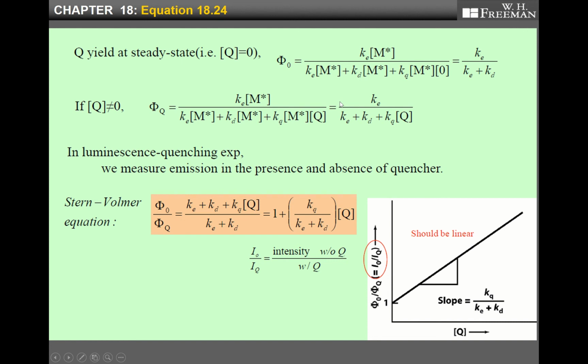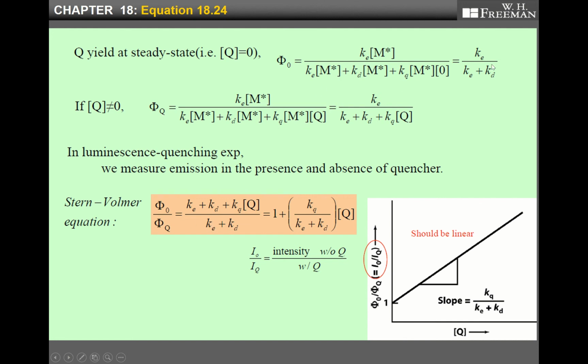But what if you add the quencher molecules? Then the q term survives. This is called phi sub q. In a luminescence quenching experiment, we measure emission in the presence and in the absence of quencher. That's the usual practice. So if we take the ratio of phi 0 with respect to phi q, we get this equation.